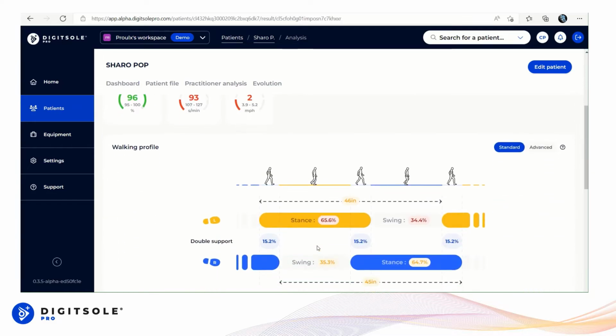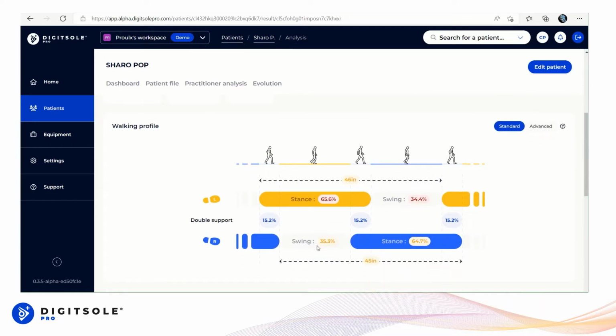As we can scroll down, we see that the basic walking profile is presented in front of us, and it provides the stride length as well as the relative percentages during the stride of the stance and the swing phase, as well as the double support. So we can see here the left is oriented in this gold color, and we have a stride length of 46 inches. The right is the blue, and we see we have a stride length of 45 inches.